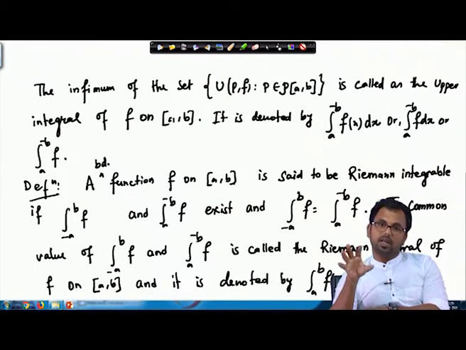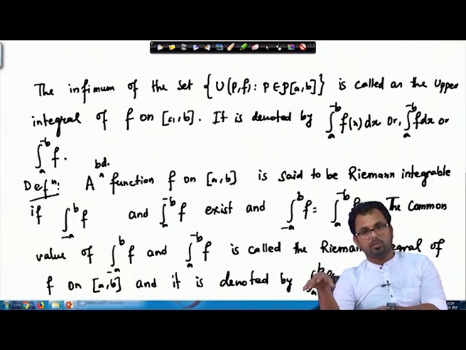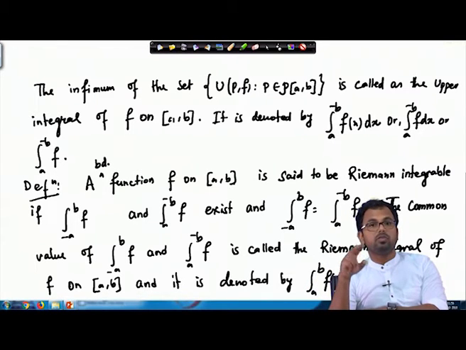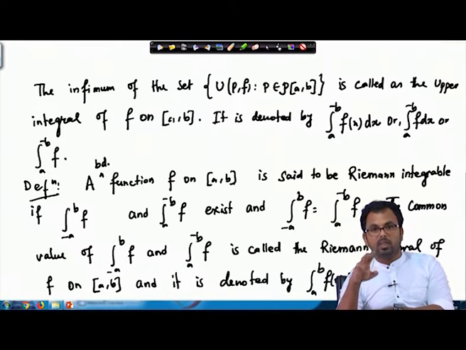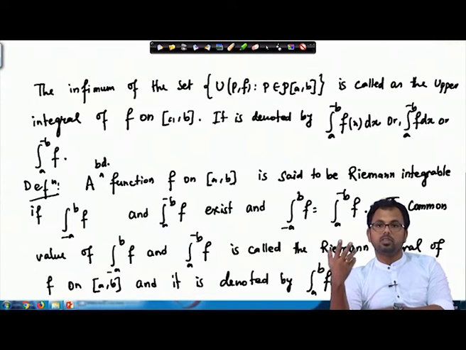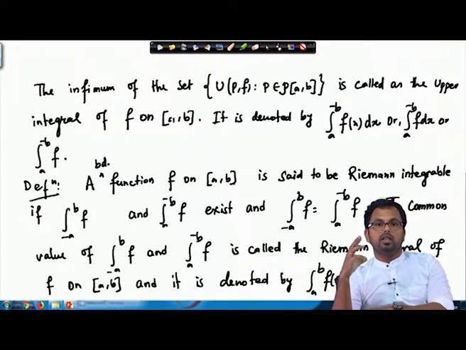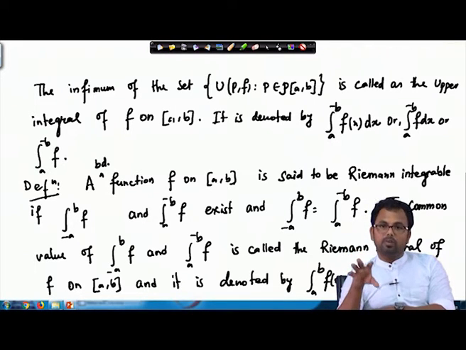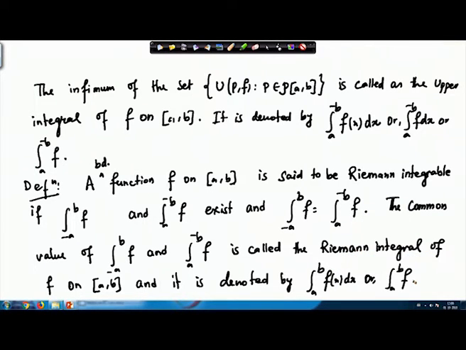Once we have those lower bounds and upper bounds, we can obtain the lower sum and the upper sum, and based on those we obtain the lower integral and the upper integral. If the lower integral and upper integral are the same, then we say that the function is Riemann integrable. Here the upper sum and the lower sum depend heavily on what kind of partition you choose.